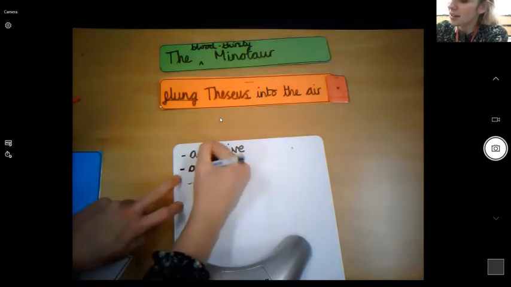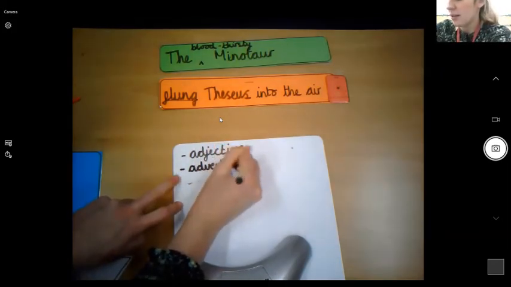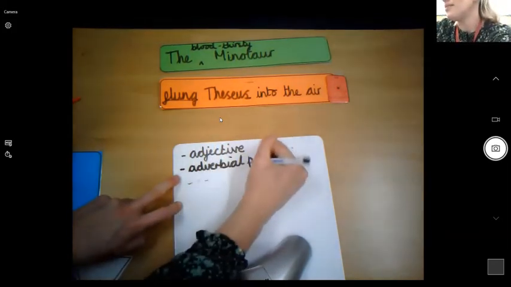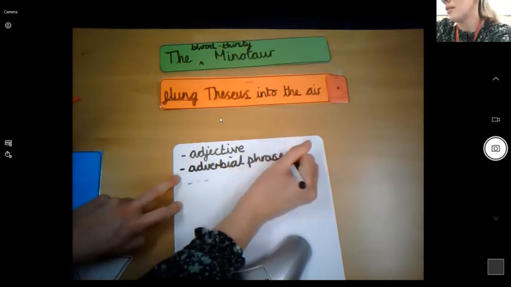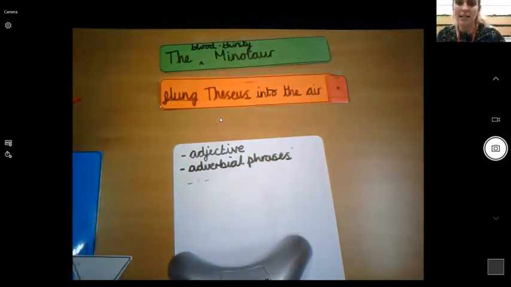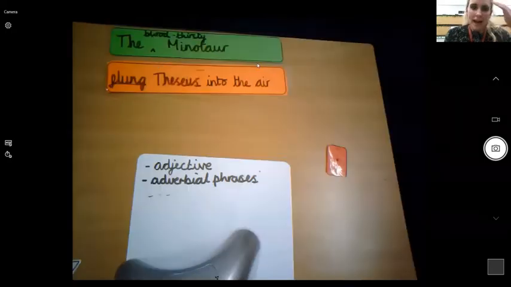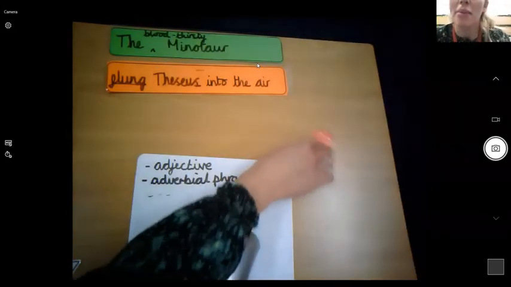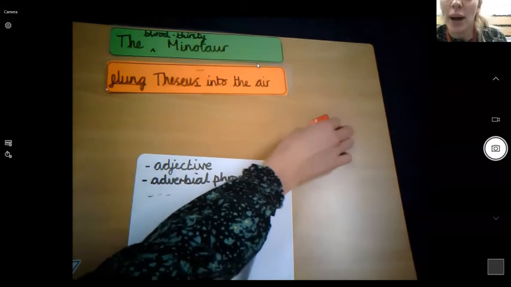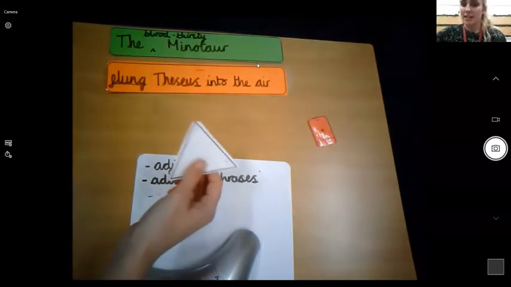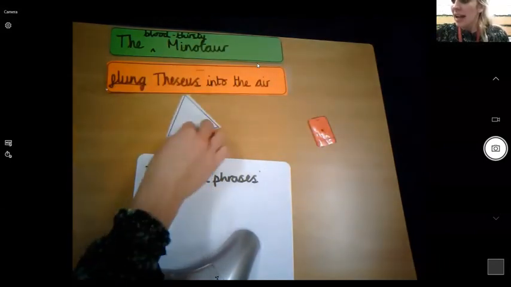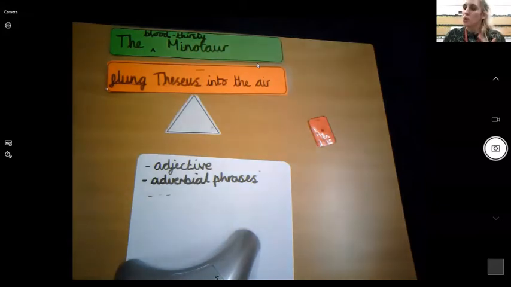So I can add adverbial phrases. So there is my simple sentence. Now, could I make this into a compound sentence? I know to make this a compound sentence, I need to take my punctuation away and use a coordinating conjunction. I can choose and, so, but, or.